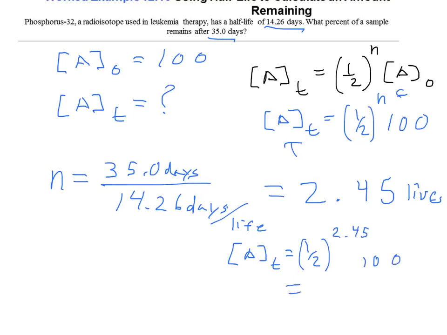And I'm putting that in my calculator, by the way, by going 100 times, and then I'm opening parentheses, 1 divided by 2, close parentheses, and then I'm using my arrow key to punch in up arrow 2.45. And when I do that, I get 18.3% left.